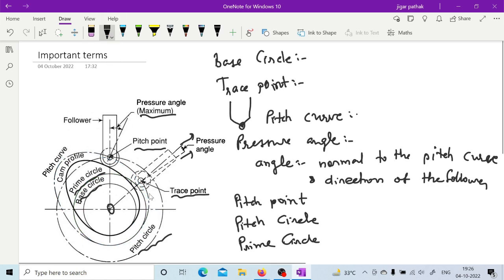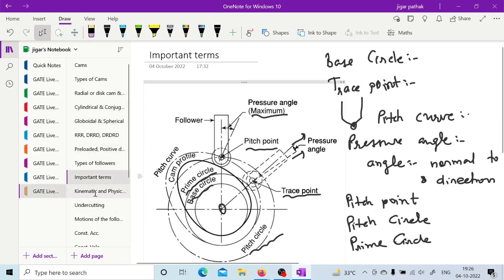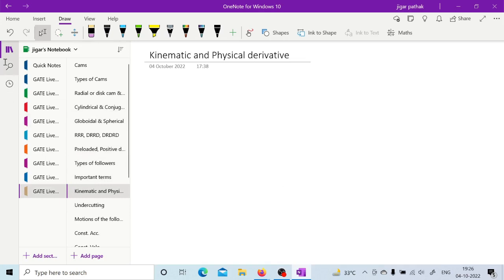So once you have an idea about all this, then we can go further for kinematic and physical derivatives.